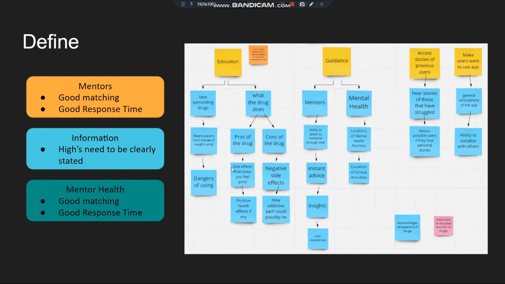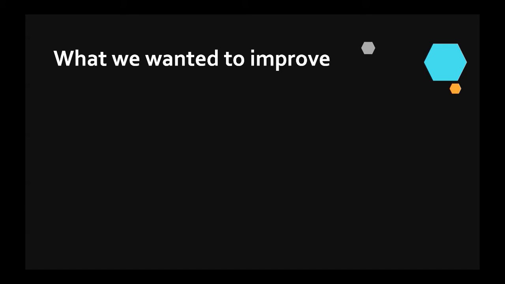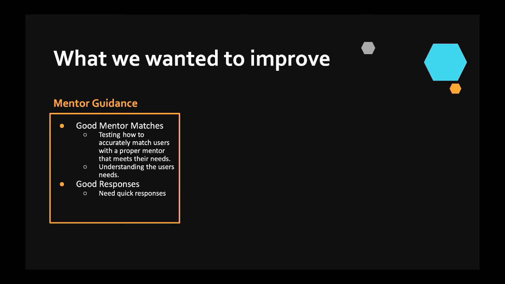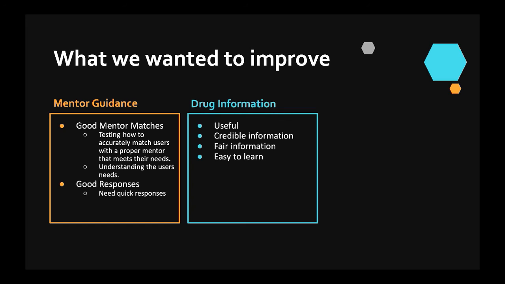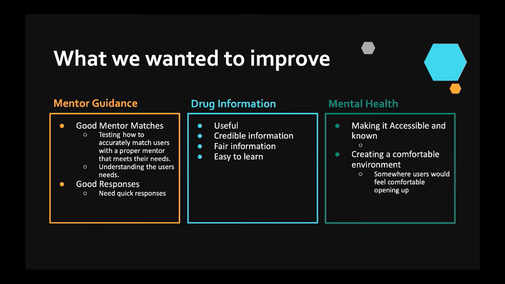One of the areas we also emphasized was mentor response time because this is an app where reaching out to one another is suggested. There were a few key aspects we wanted to improve upon. We needed mentor guidance with quick response times, drug information that was useful, credible, and easy to understand, and finally, promote mental health by providing information and an environment users feel comfortable opening up in.